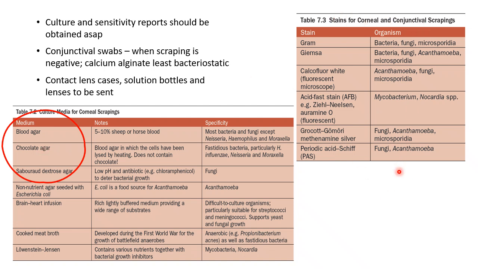Now look at the stains. So for you, Gram and Giemsa stain, and I'm sorry that KOH is not mentioned here. 10% KOH is a must. So Gram stain, KOH stain, in fact KOH mount. It is not a stain exactly, it is a mount. 10% KOH mount and Giemsa are the basic initial stains.